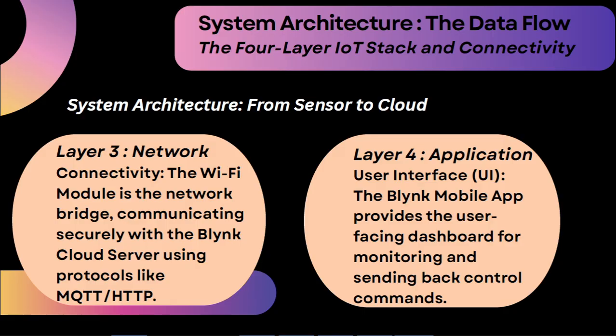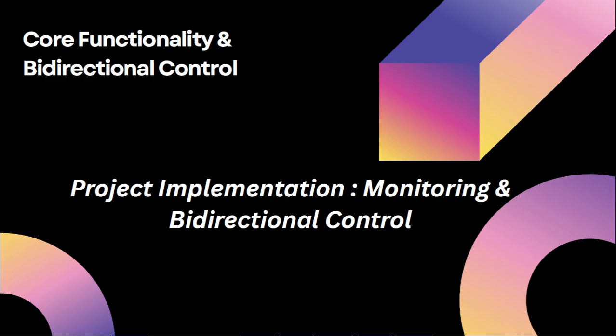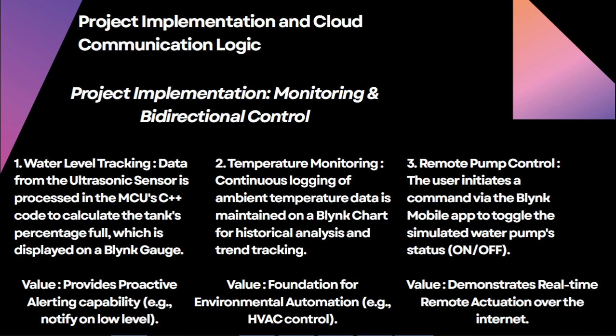Next, we will see the core functionality and bidirectional control. Here, the project implements three core functionalities. First one is water level tracking, second one is temperature monitoring, and third one is remote pump control, which is a bidirectional control component. Let's see. First one is water level tracking. Data from the ultrasonic sensor is processed in the MCU to calculate the tank's percentage full, which is then displayed on a Blynk gauge, enabling proactive alerting on low levels.